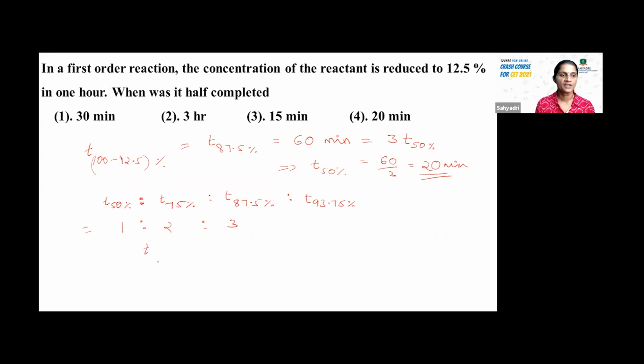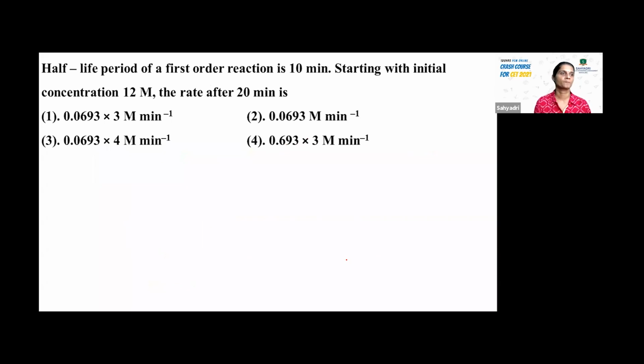T50% divided by T87.5% is equal to 1:3. This implies T87.5% is 3 times T50%. Yes, it's very useful because you can easily solve the questions using this. Understood, Nishita? Good. Ultimately, at the end of the class, you should be able to solve some questions without any doubt. That's the main aim of these sessions. Fine, next question.